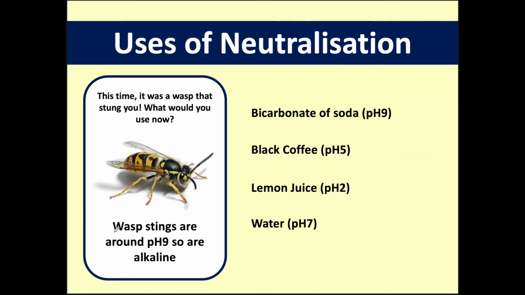However, wasp stings are alkaline. So if you are stung by something and you don't know whether it was a wasp or a bee, I would not recommend that you do a home remedy because you might make it worse for yourself. As you've just seen, bees are acidic, whereas wasps are alkaline, and therefore the treatment that you need to use is going to be different. So have a think about what you would use in order to treat a wasp sting. Pause the video while you have a think.